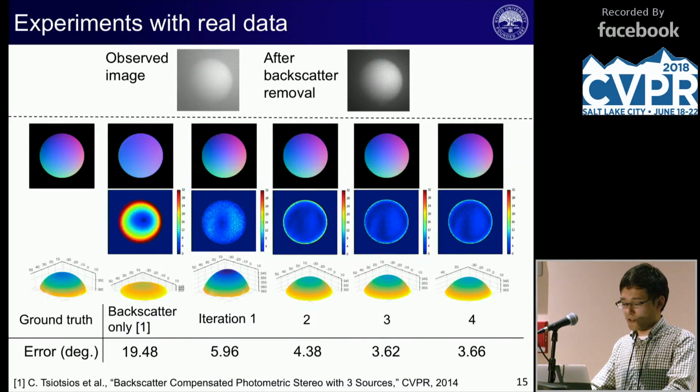This is the result of a sphere. The first row shows the output normals, the second row shows the angular error map, and the third row shows the reconstructed shape. In this experiment, we compare our method and the backscatter-only method. In highly turbulent media, the backscatter-only method fails due to a strong forward scatter. On the other hand, our method can improve the 3D reconstruction.